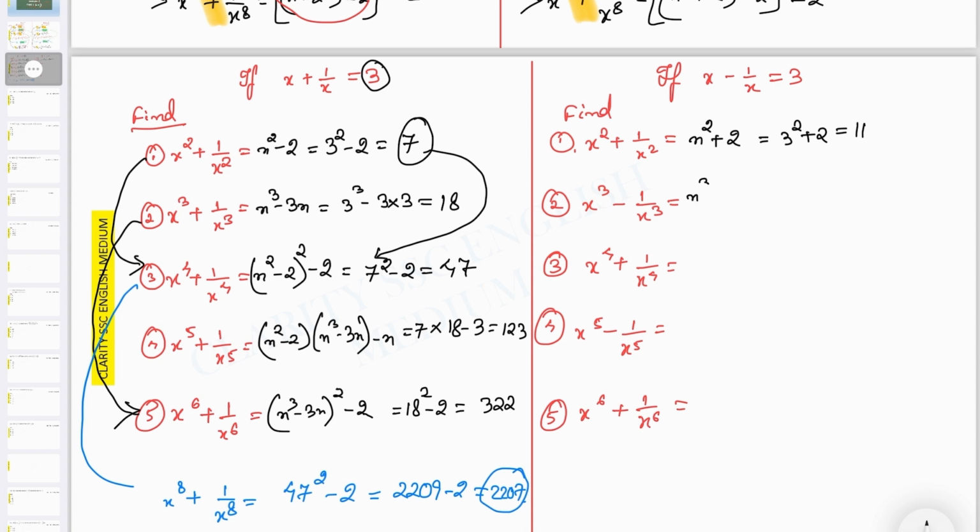Then after this, x cubed minus 1 by x cubed is also n cubed plus 3n. That means 3 cubed plus 3 into 3. That means 27 plus 9, which is obviously 36.